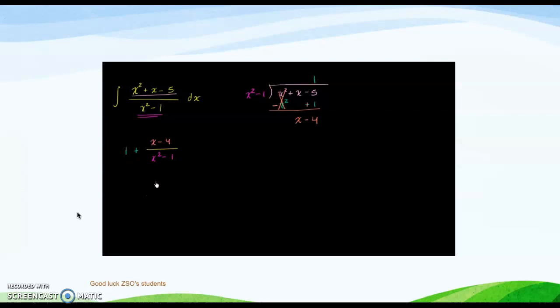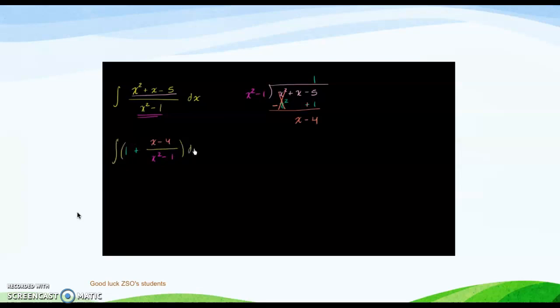But what do we do now? It's not clear. If we look at x squared minus 1, its derivative would be 2x, which is the same degree as this, but it's not x minus 4, so it doesn't look like substitution is going to help us with this. So what can we do now?